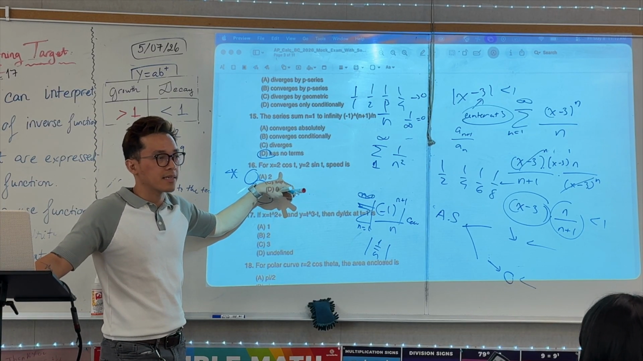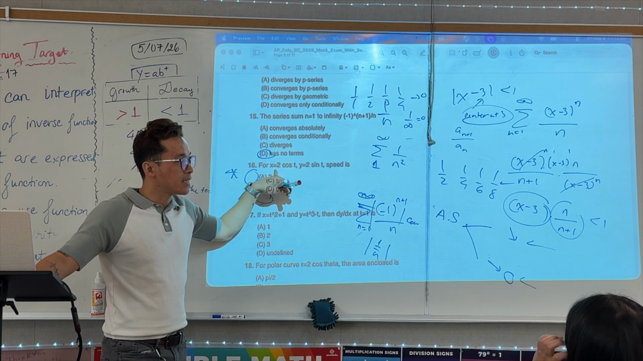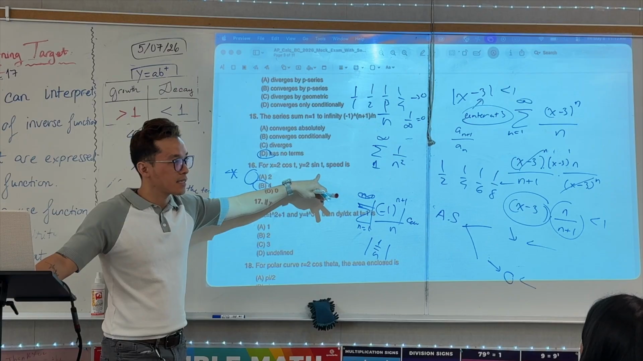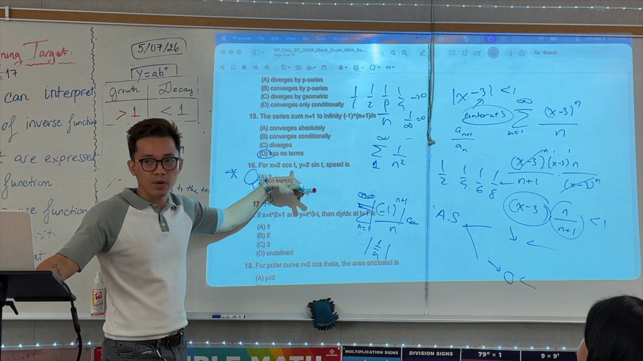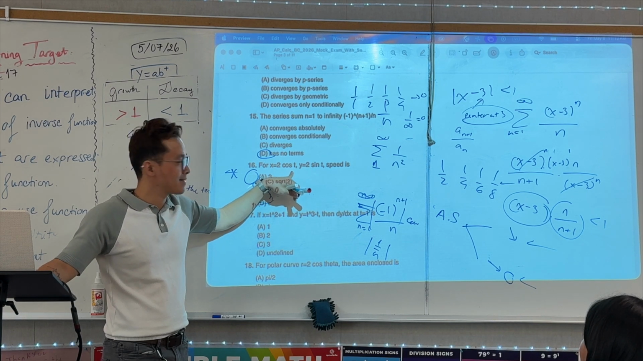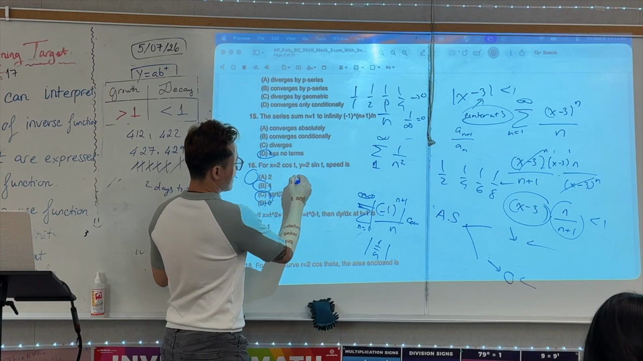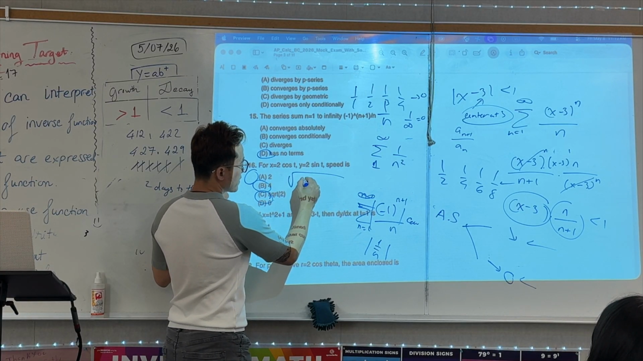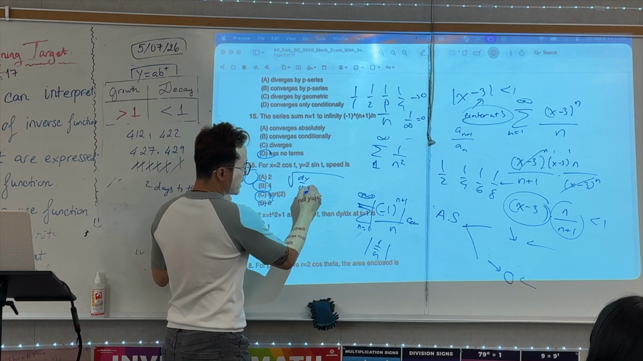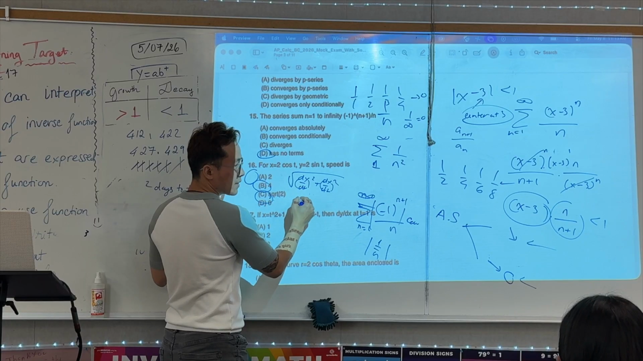How do you find the speed? Square root of dx over dt squared plus dy over dt squared, right? So it's going to be what?